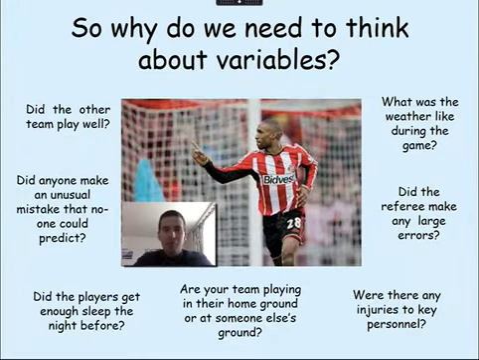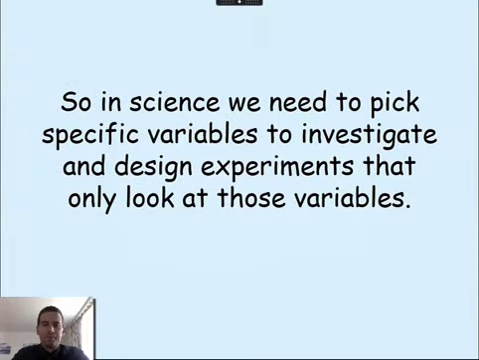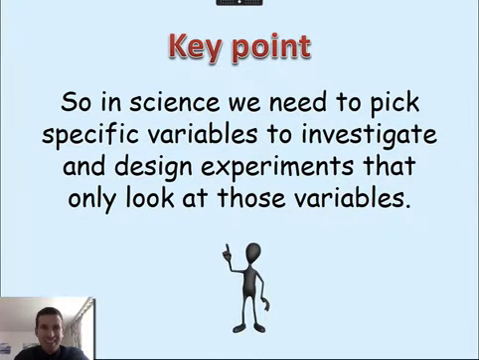Now these are just a handful of variables which could have affected the result of the match. You cannot say that even if you win that match, that was because of the new player. There's so many things which could contribute to the result of that match. So in a scientific experiment, we have to choose variables which we can specifically look at. Otherwise, it is not a scientific investigation. This is a key point. When you are setting up an experiment, you have to be able to set it up in a way that you are only looking at the things you want to look at.